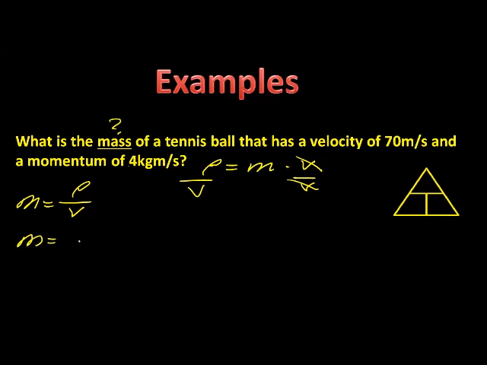The momentum given in the problem is 4 kilogram meters per second. We're going to divide that by the velocity. The velocity is 70 meters per second. And that means the mass is going to be 0.057 kilograms. And that is momentum. Momentum is strength of motion, and the equation for momentum is simply momentum equals mass times velocity.